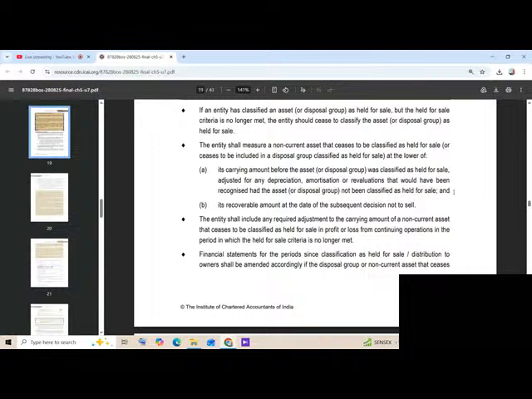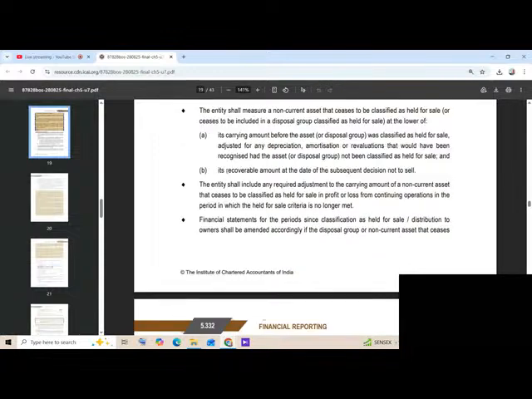had the asset not been classified as held for sale, and its recoverable amount at the date of the subsequent decision not to sell. The entity shall include any required adjustment to the carrying amount of a non-current asset that ceases to be classified as held for sale in profit and loss from continuing operations in the period in which the held for sale criteria is no longer met.